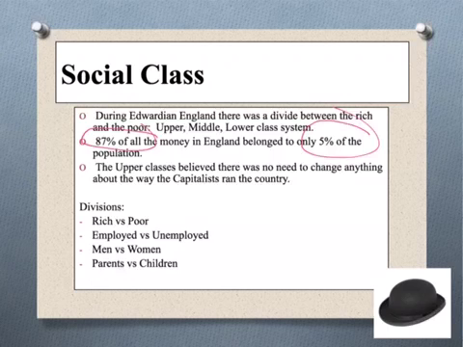Now again, this should sound familiar. The upper classes believed that there was no need to change anything about the way the capitalists ran the country. So we see this with Mr. Birling and Mrs. Birling, and unfortunately even Eric, who should be one of the younger members of society that knows better. Mrs. Birling and Mr. Birling, they don't want anything to change. They believe that they're perfectly entitled to stay rich, the rich get richer, and the poor can sort themselves out. That's the mentality that Priestley absolutely despises, and that's the mentality that he's desperately trying to get away from in An Inspector Calls.